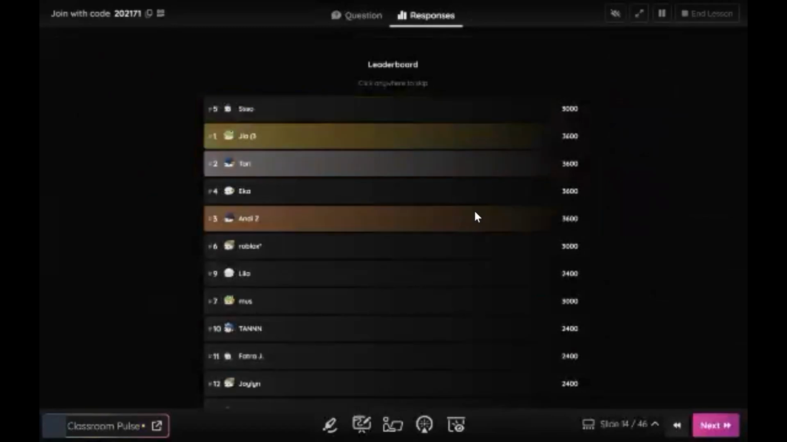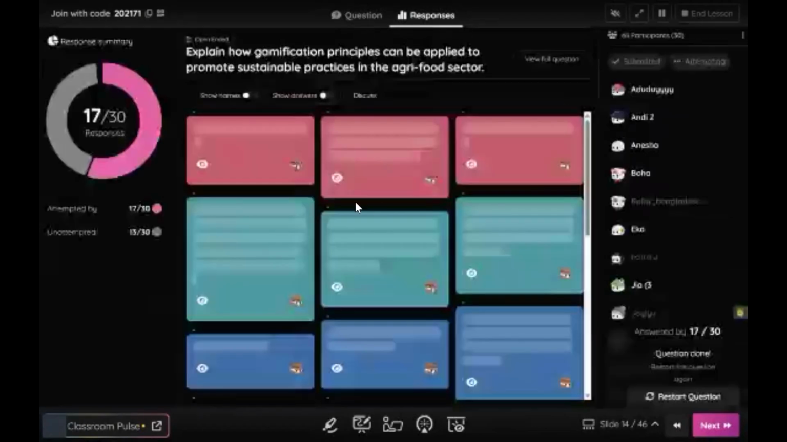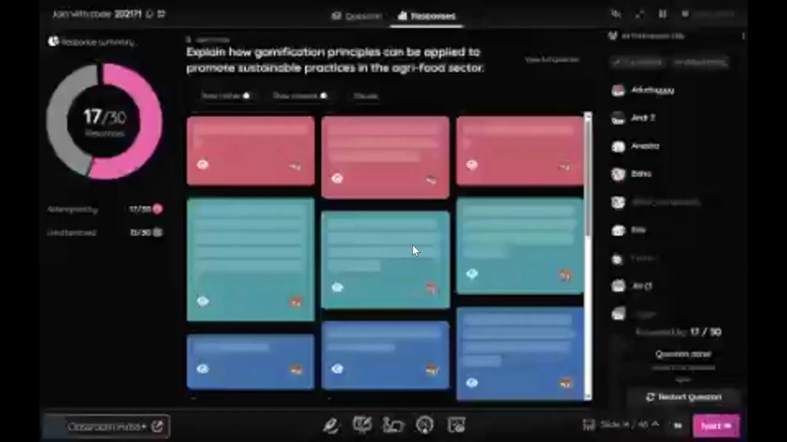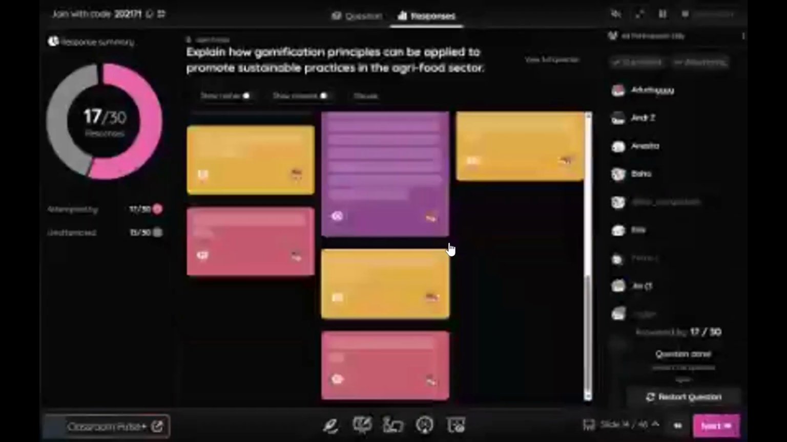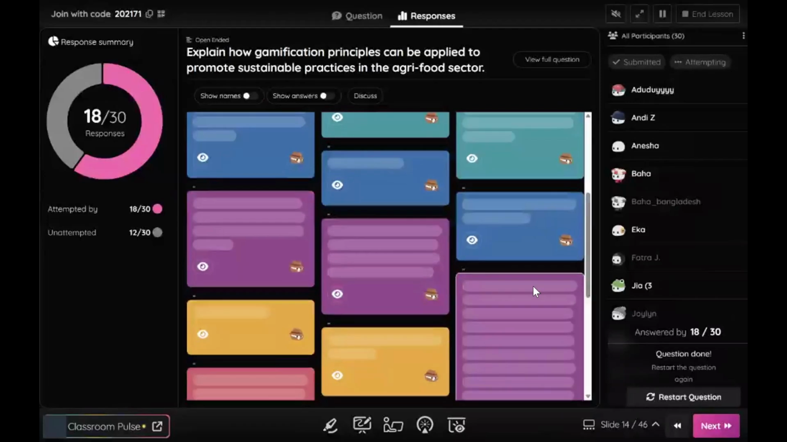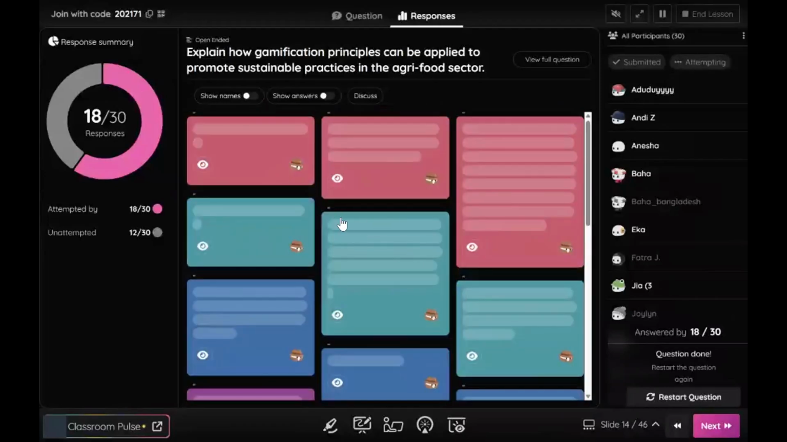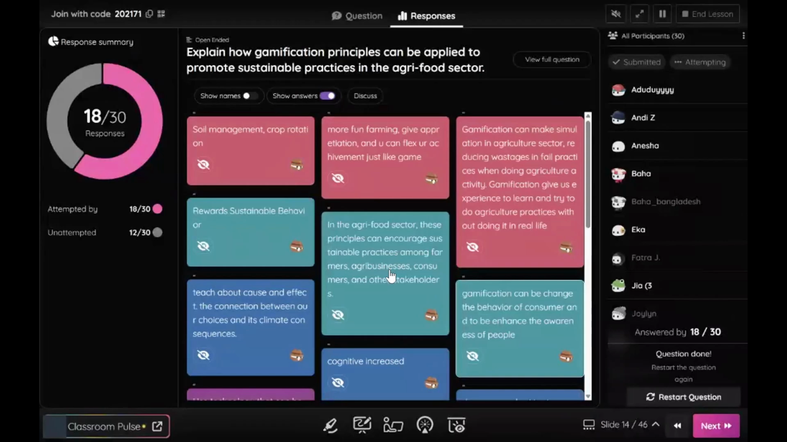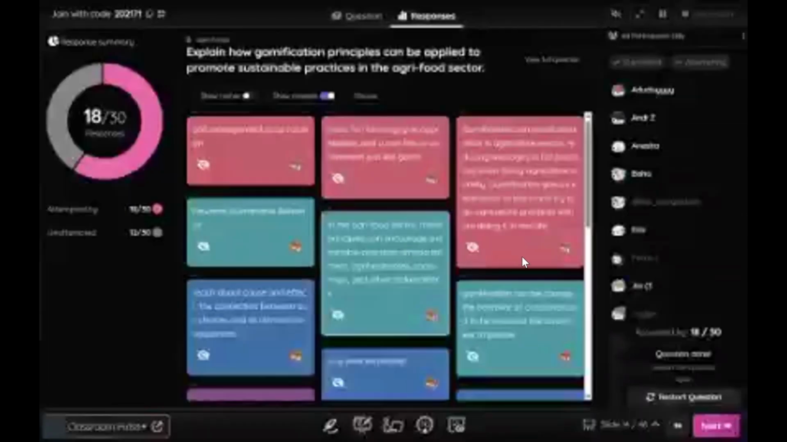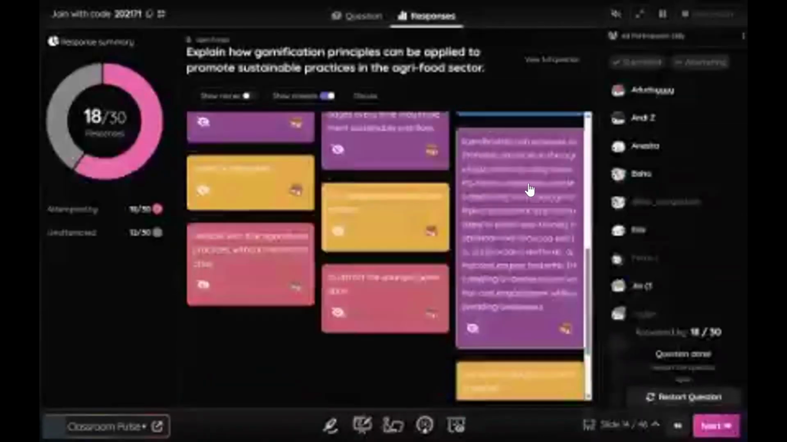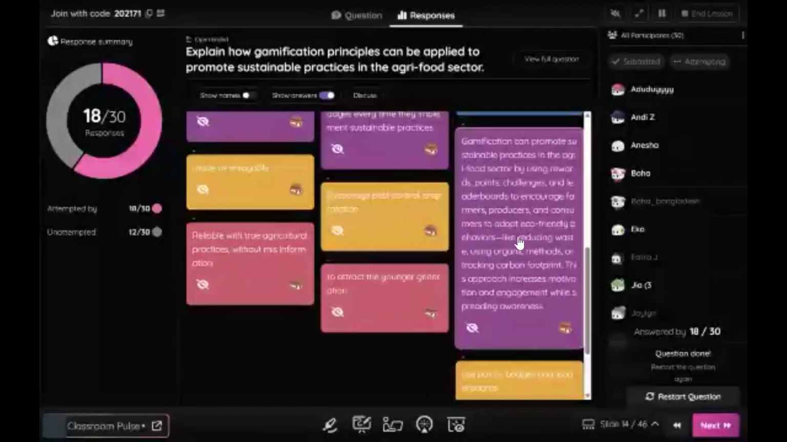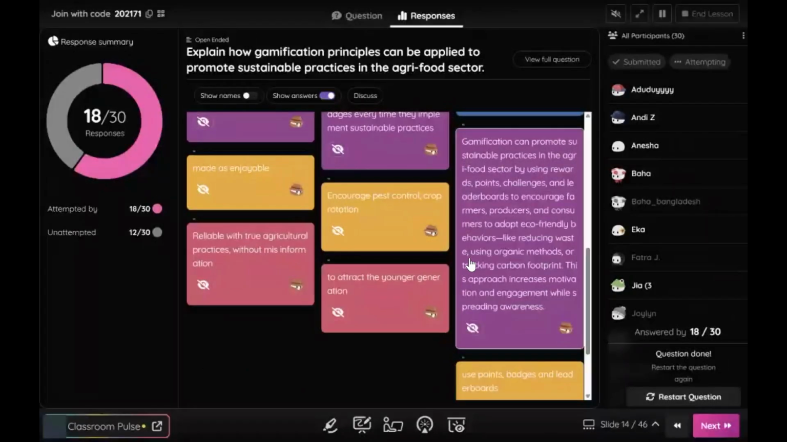Okay, I want to see the responses. Wow, a long response. Let the system load your answers. Okay, let's see the long answer first. Gamification can promote sustainability by using... Like reducing waste, this is a good point. Reducing waste, organic methods, tracking carbon footprints, awesome.